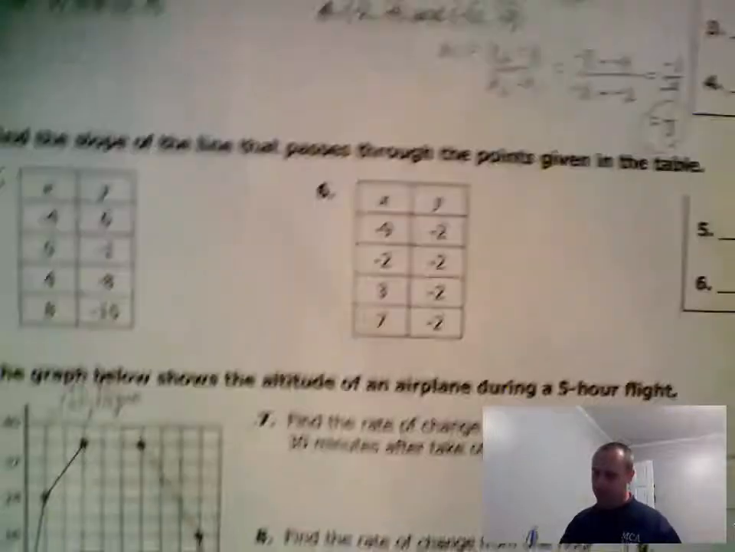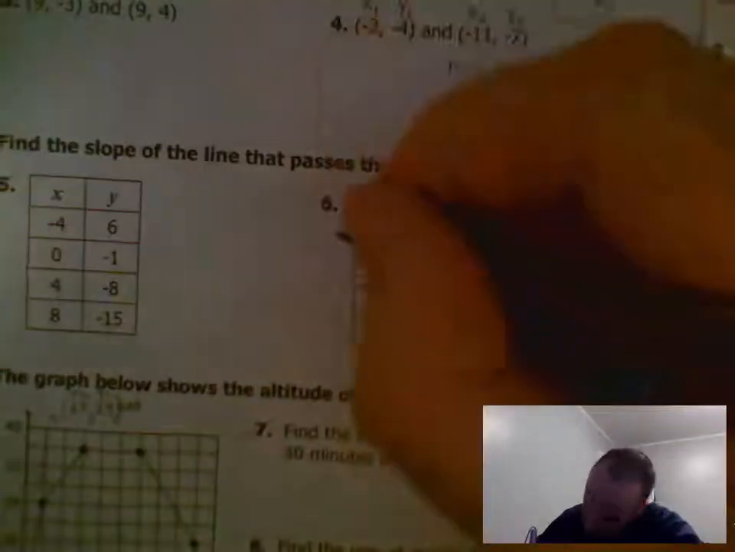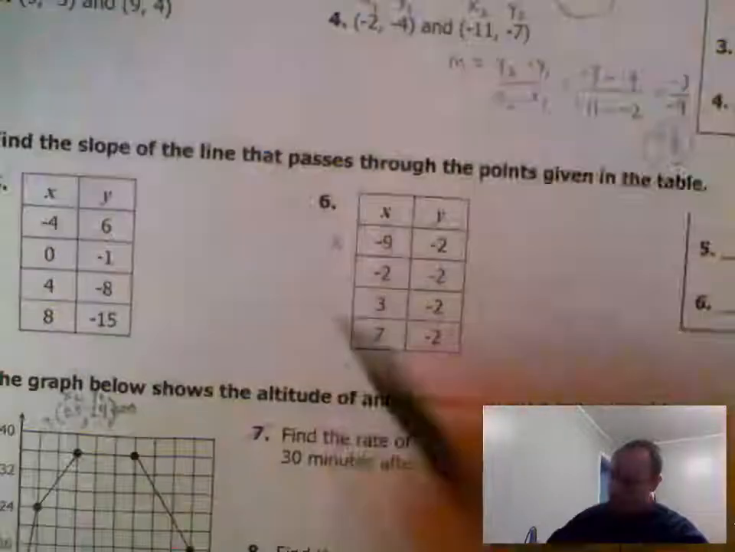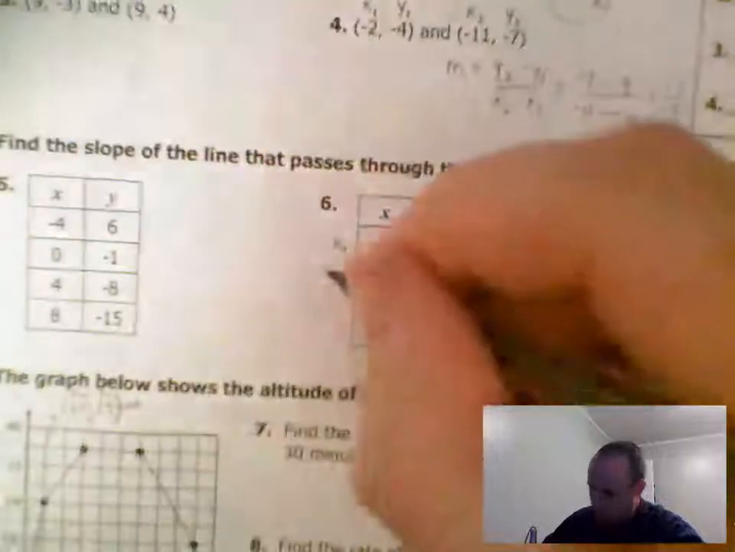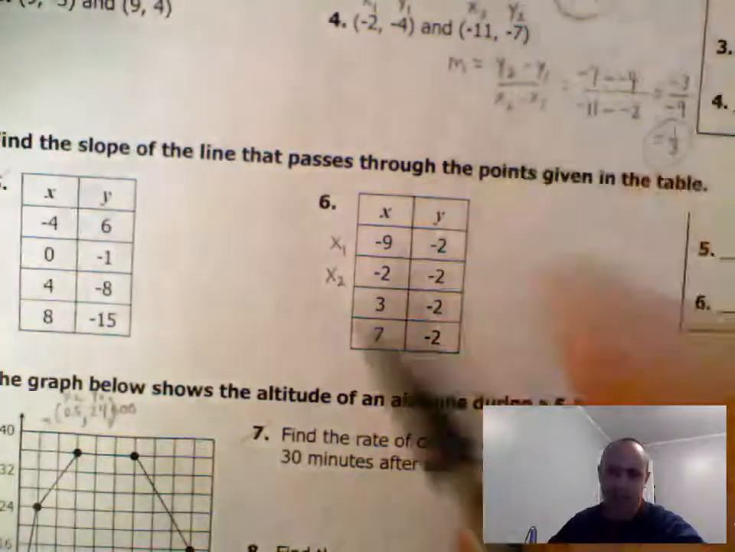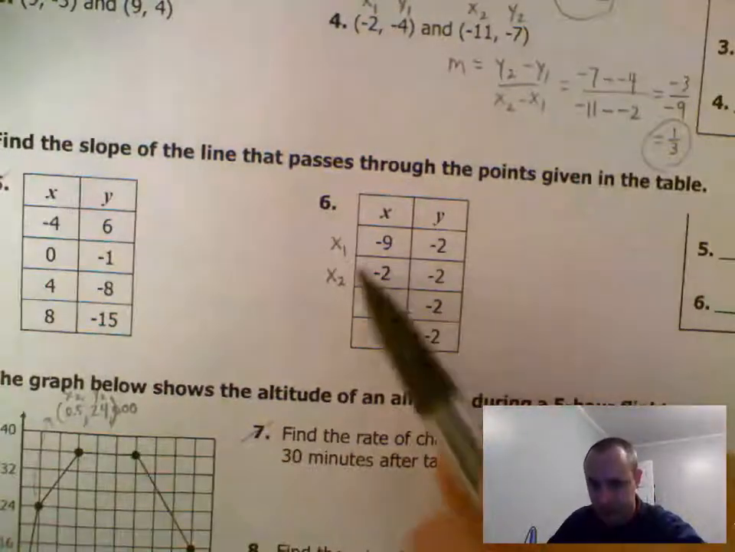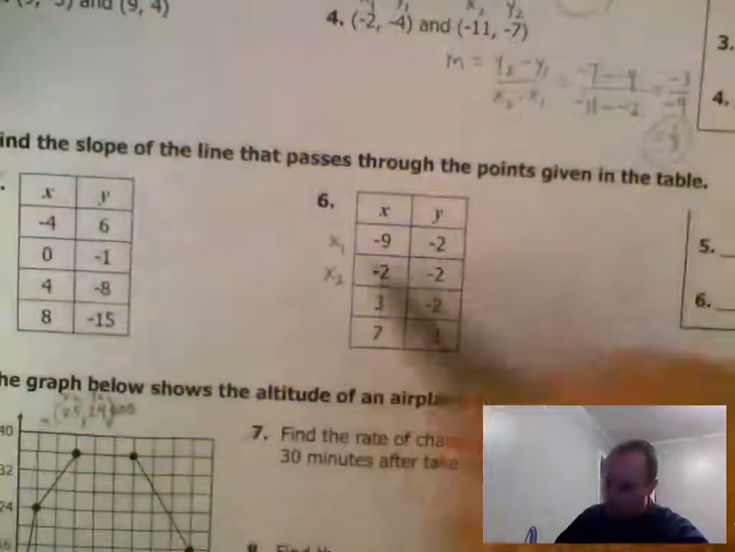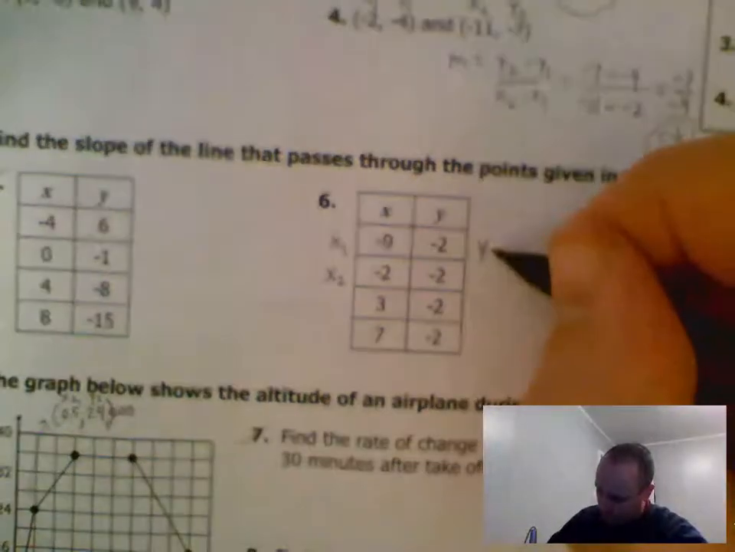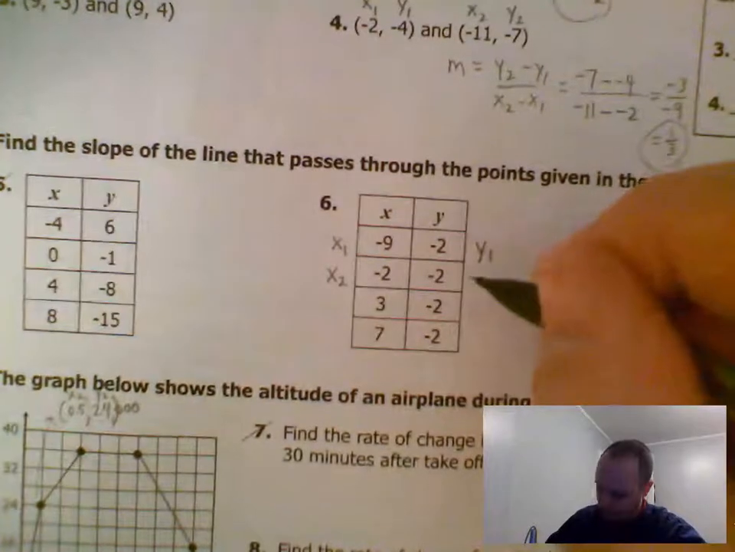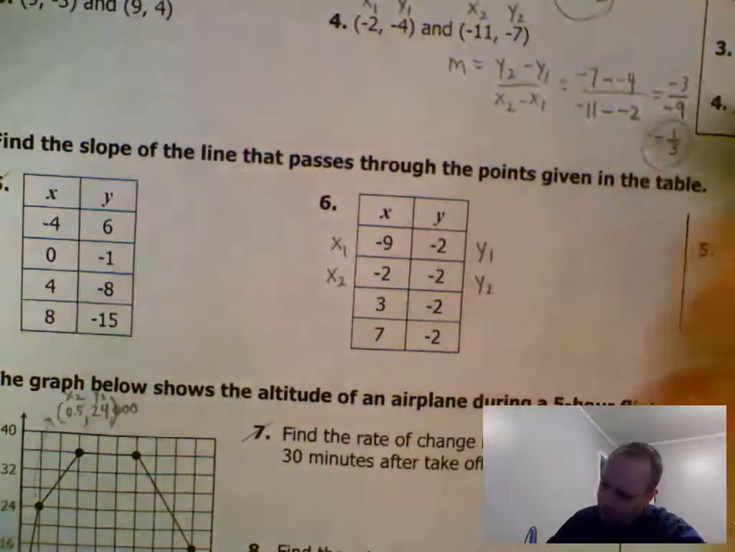Okay, let's look at number 6. On these, you can make any one of these you want x1, and any one you want x2. So I usually think the first one x1, then x2. But whichever one you make x1, then the corresponding y has to be y1. All right, and then this one's y2.